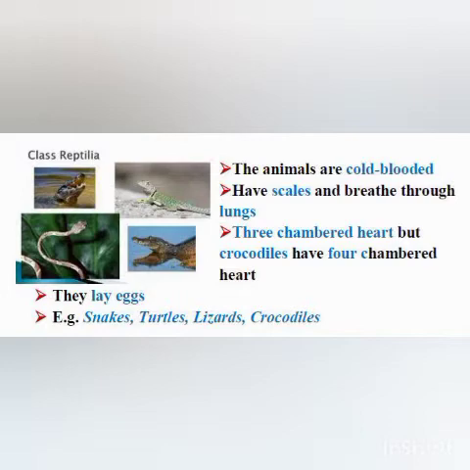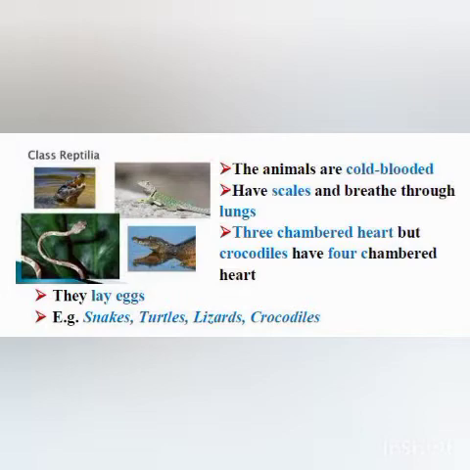Okay. They have a three-chambered heart. Here also the heart is divided into three parts, except crocodiles. Crocodiles have a four-chambered heart like humans. The heart is divided into four chambers. They lay eggs. Examples are snakes, turtles, lizards, crocodiles. Okay, so you must have seen them. Lizard, that you all must have seen. So here the body is covered with scales.